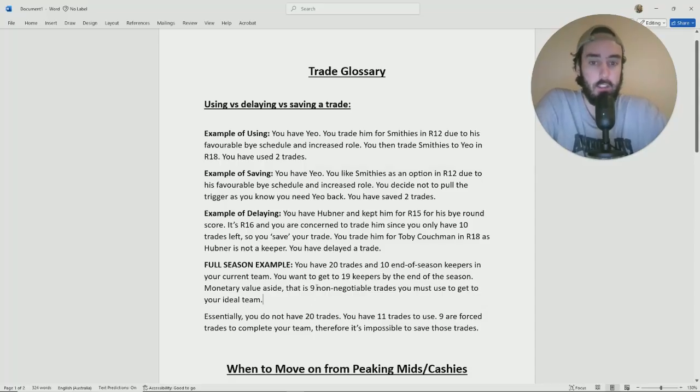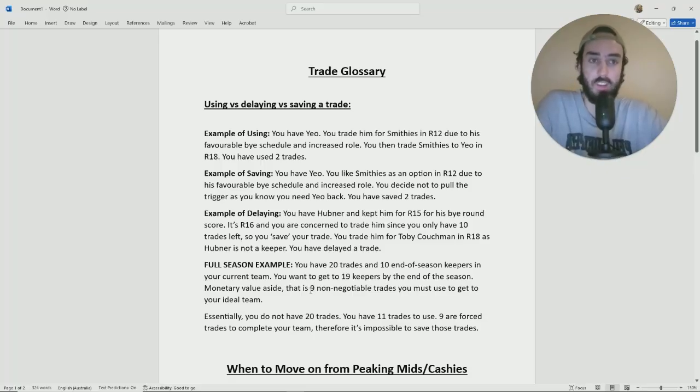So yeah, you need 9 trades to get up to that mark of 19 keepers, since you only have 10 now. So even though you have 20 trades in the bank currently, and obviously you're getting 8 in round 20, but just ignore that, you need to use 9 of them to get to your end-of-season team. So you actually only have 11 trades currently. Even though on paper you have 20 trades, you know you need 9 at a minimum to get up to your ideal team. And that's monetary value aside.